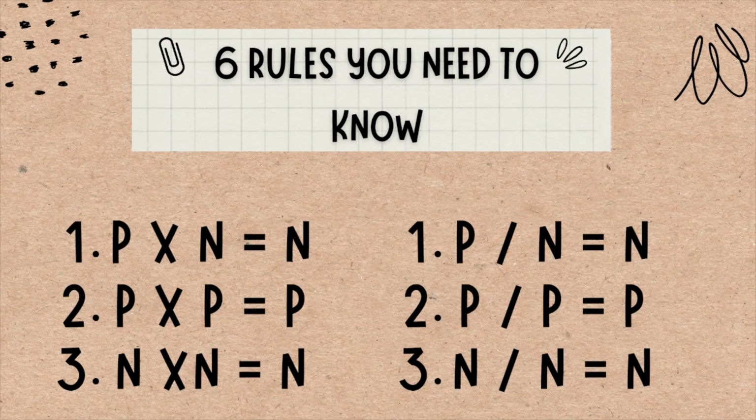So the second rule is p times p will always equal p. And p divided by p will also always equal p because they're the same rules. The third and final rule is that n times n will always equal n, and n divided by n will also always equal n. So those are the 6 simplest rules you need to know for multiplying and dividing integers. Let's move on to our first problem.